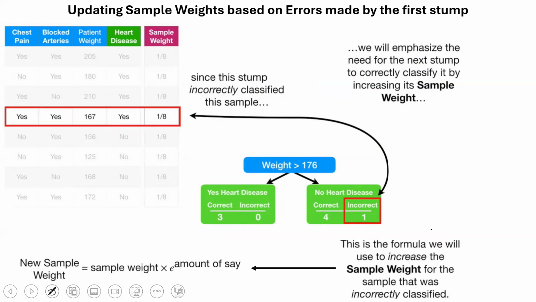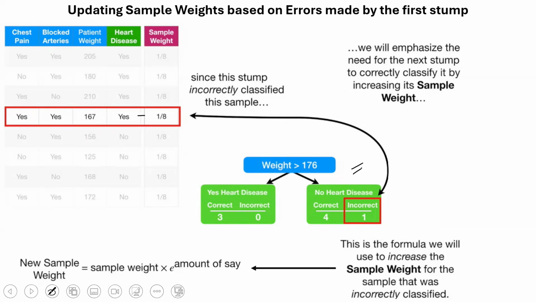Now, going back to the second step, you have to update the sample weights based on the errors made by the first stump. So we created the first stump, and we also got the amount of say for the first stump. Now we are moving ahead to construct the second stump. As I told you earlier, in the real world, for any such kind of data, we will create around 100 such stumps to do the final classification. Now, this particular record is wrongly predicted by our initial stump, so you have to give a higher weightage to this record.